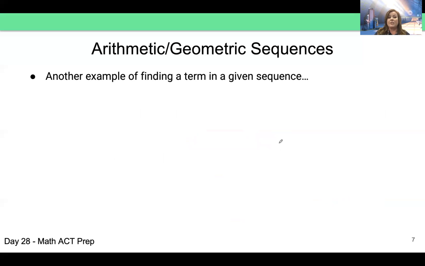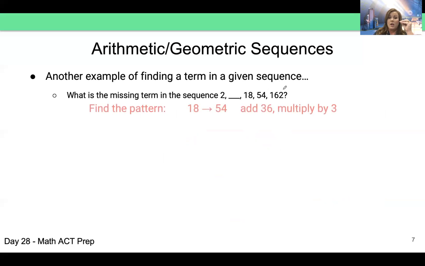Now, here's another example of finding a term. You might not be given the last one. You might be given a middle one. So what you need to do is take these terms that you do know that fall in sequential order and figure out what they're doing. So here I look at, okay, we could be adding a number, or it's kind of obvious we're not adding the same number here. So I might use my calculator and go, okay, what is 54 divided by 18? That's 3. They multiplied by 3.